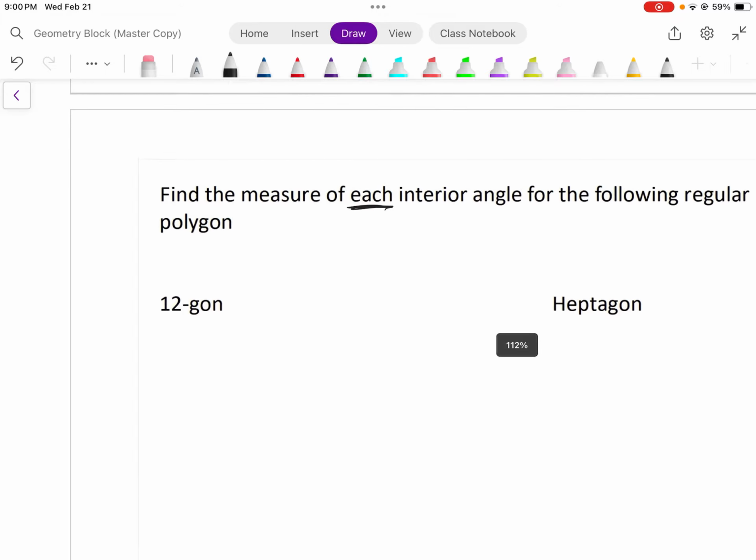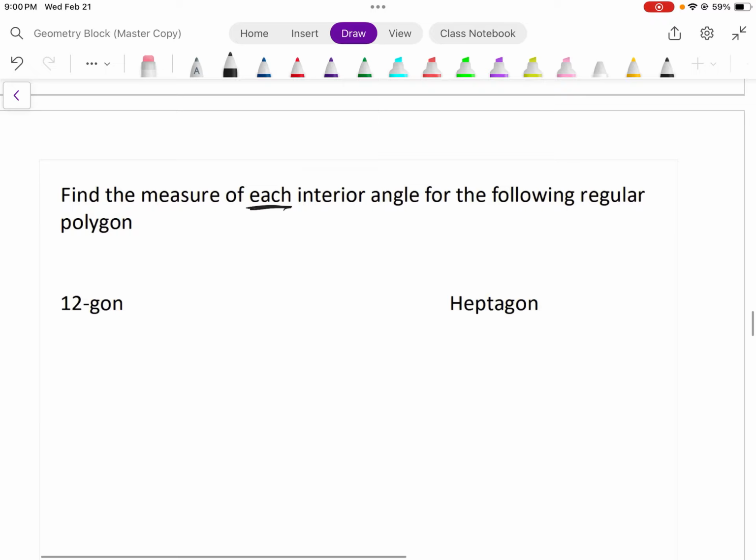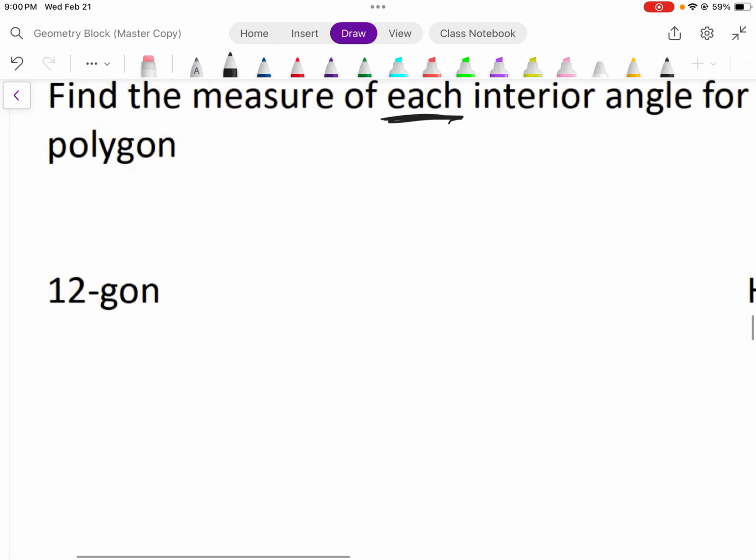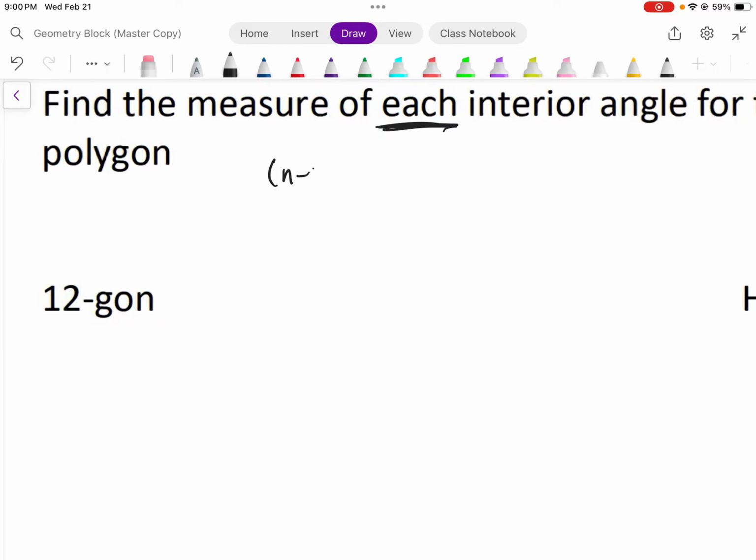Now this is where I had mentioned earlier: find the measure of each interior angle of a regular polygon. Remember, a regular polygon is where all the angles and all the sides are congruent. I'm not sure if we covered that way back. So this is where I'm going to use n minus 2 times 180, which is my interior sum, and we divide it by the number of sides.